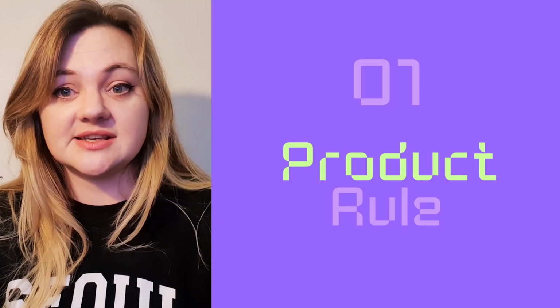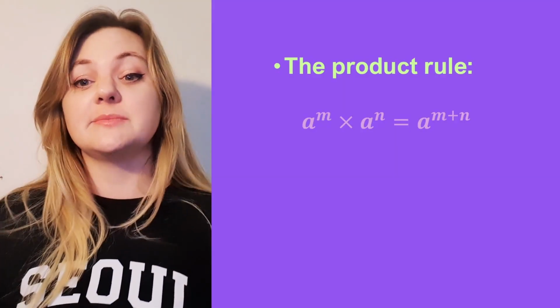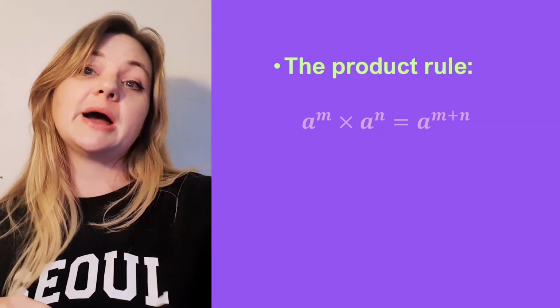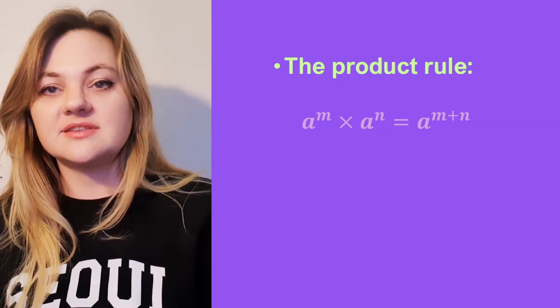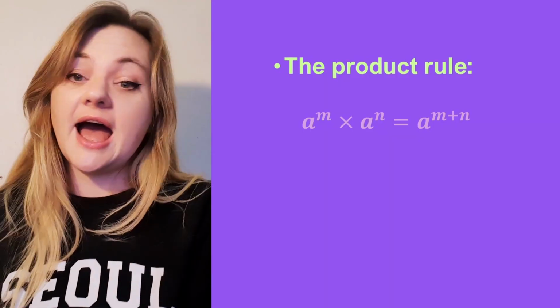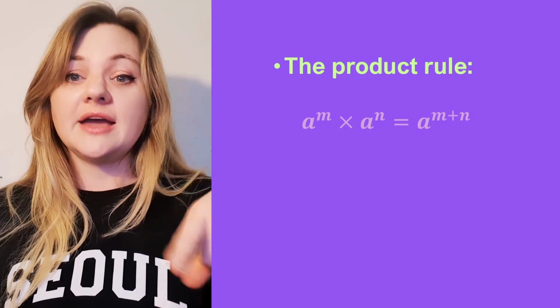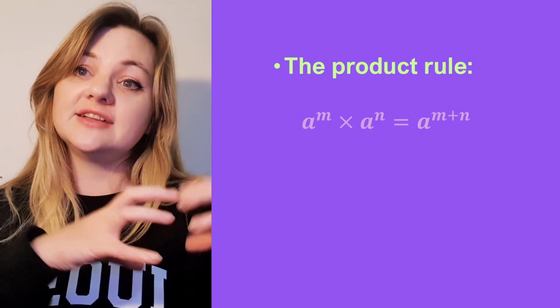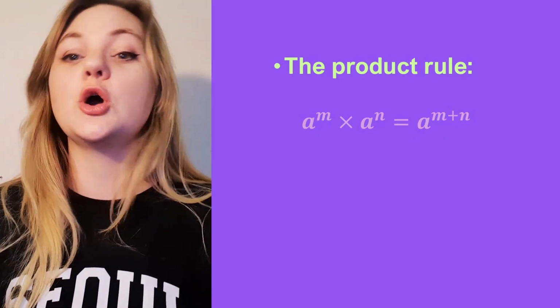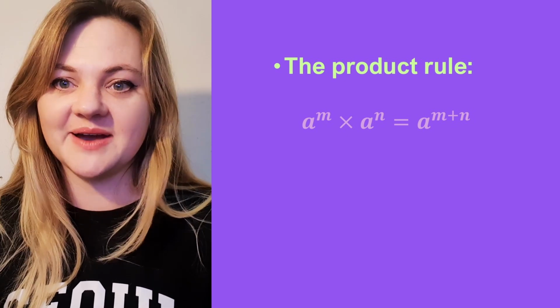Basically what this tells us is that you've got a base. In this case, the base is a, and it's raised to the power m, times a, the same base. In this case, it has to be the same base, okay? A to the power m times a to the power n is equal to a to the power m plus n. So we don't multiply the powers, we have to add them.